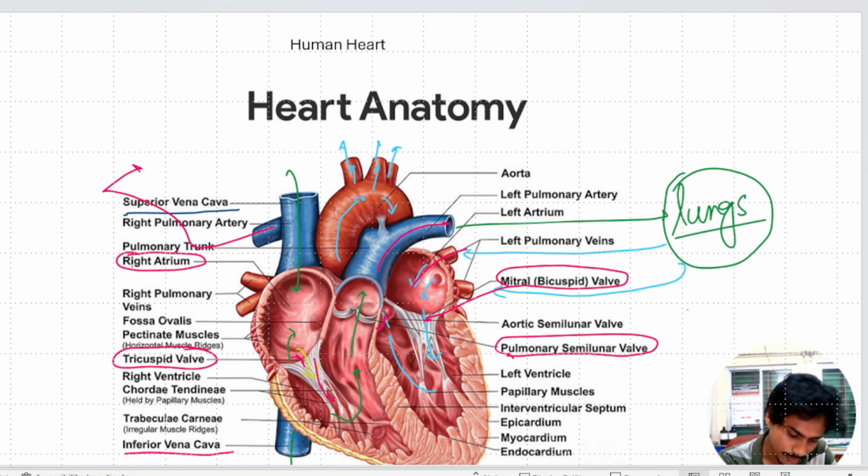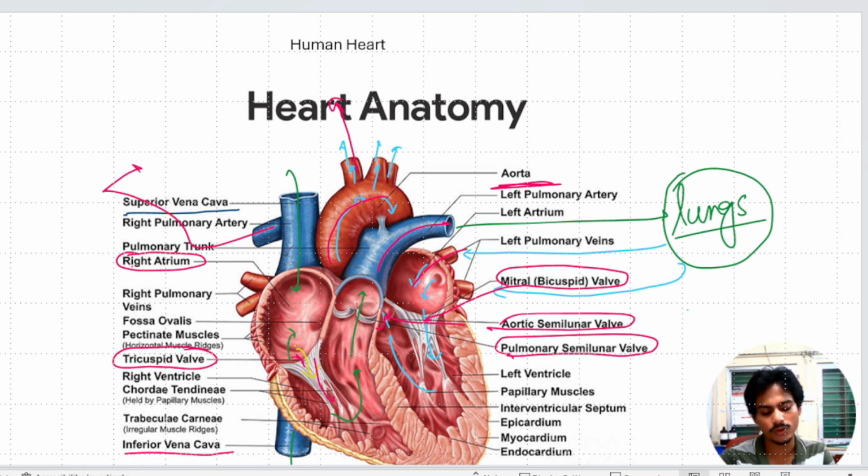In that aortic semilunar valve, the blood goes to the great aorta, and from the aorta the blood is circulated all over the body. Here is the interventricular septum. The muscle layer is thicker on this side because the heart has to pump blood all over the body. The left side's muscle layer is thicker than the right side's, because the right side pumps only to the lungs.